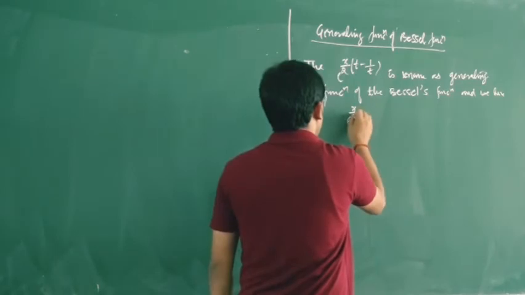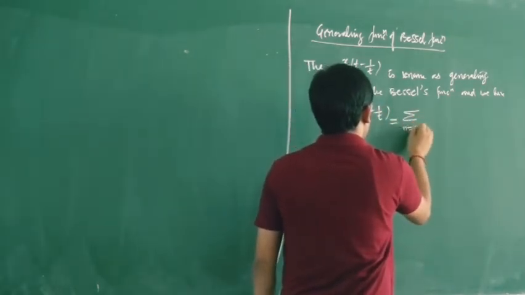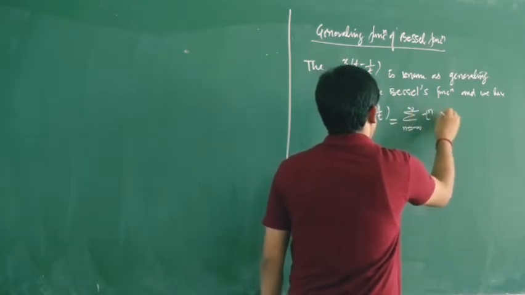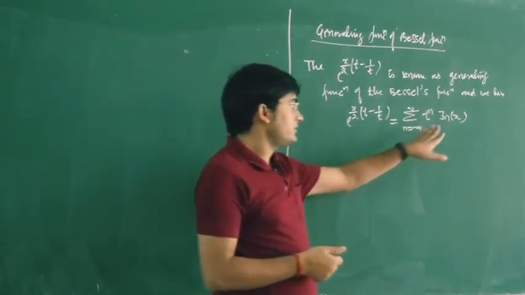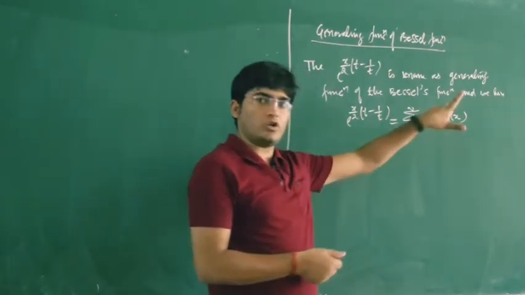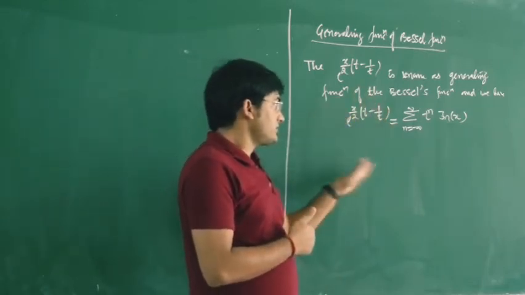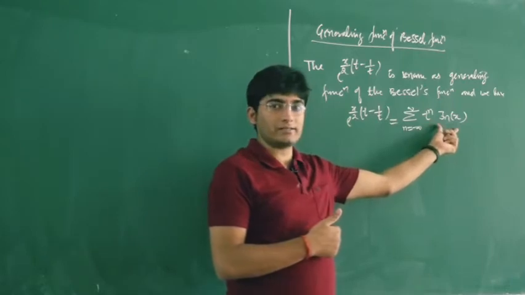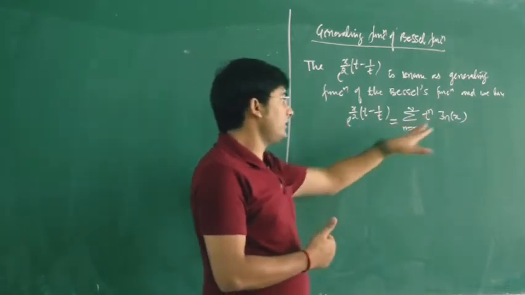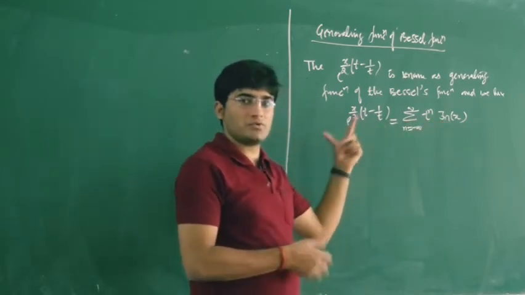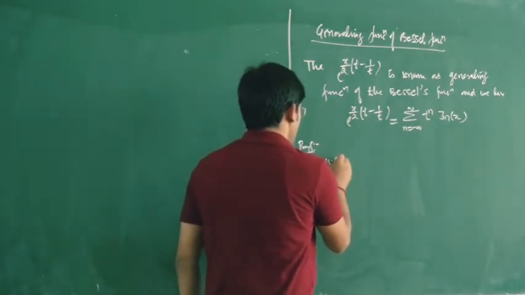e power x by 2 into t minus 1 by t equal to the summation n equal to minus infinity to infinity t power n into Jn(x). So that means we can say that our Jn(x) is the coefficient of t power n in this left hand side. So this left hand side generates the Jn(x). That is why we call it a generative function, because we can have the value of Jn(x) from this expression. So, proof.